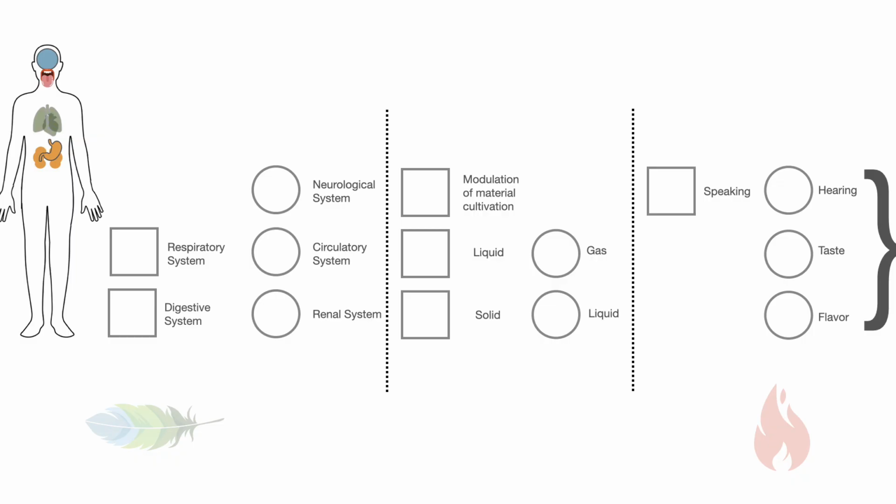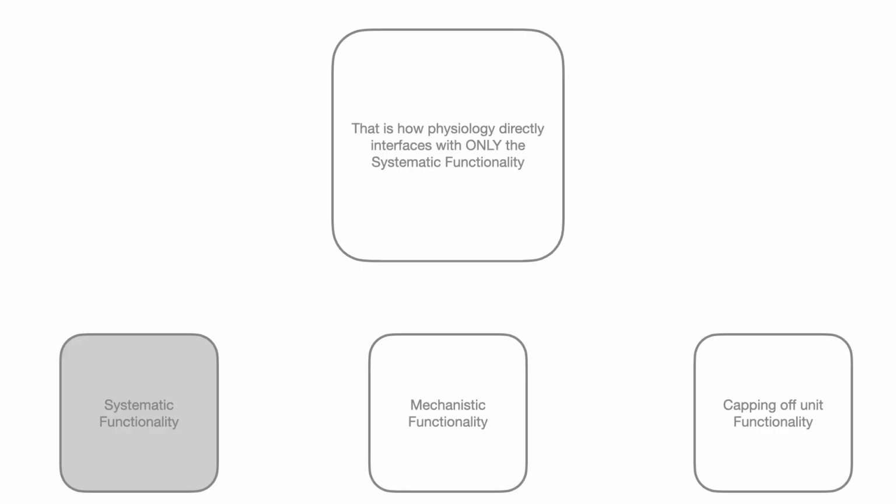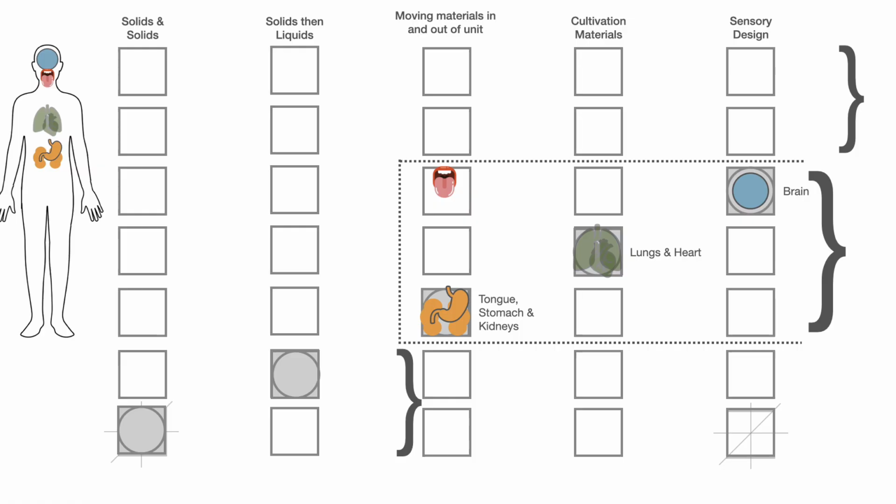And then sensation types, hearing, taste, and flavor are taken in inside the inner structure. And so this first go at this, it's really just as it regards the systematic functionality. I'm sorry, I have a blank slide here, but this is nice and really just focusing on moving materials in and out of an overall unit and some of the materials that are used to do that.